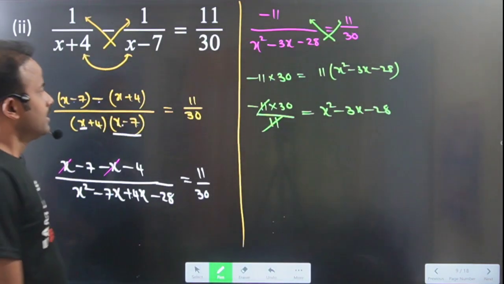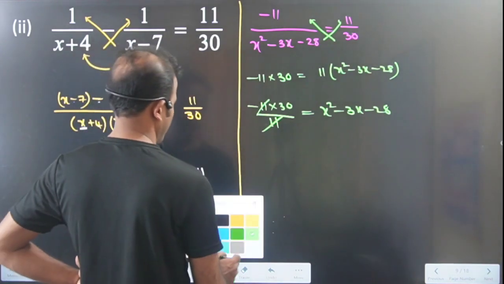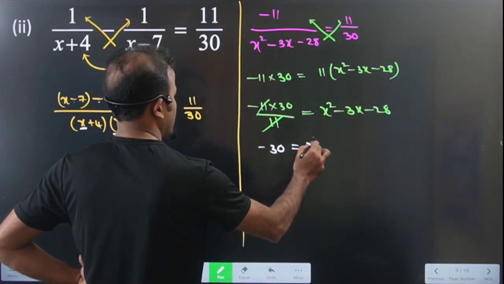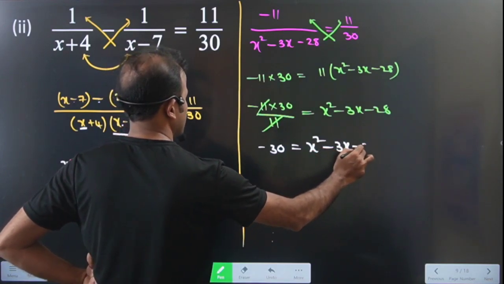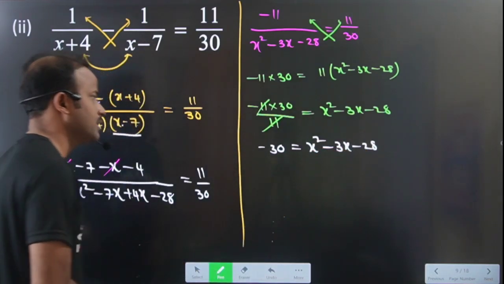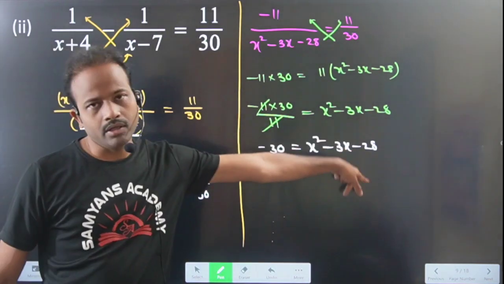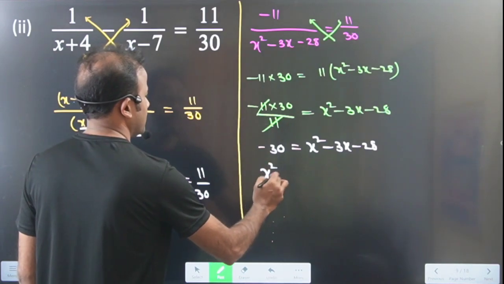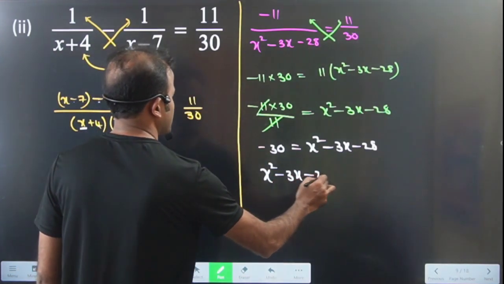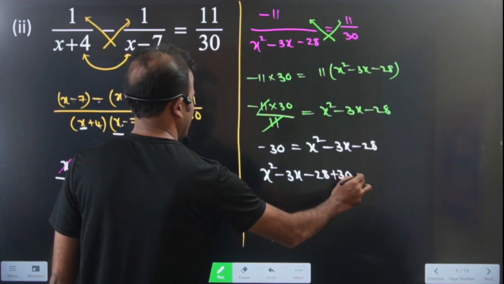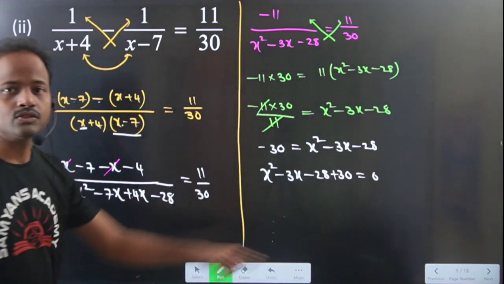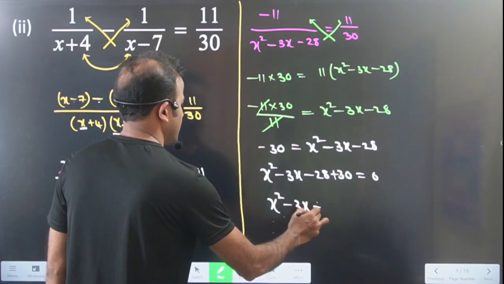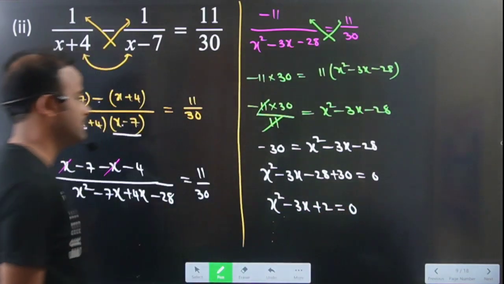Right. Now what do we have? Right, here minus 30 is there. Minus 30 into x square minus 3x minus 28. Okay, minus 30, when you take it here, it will become plus 30, right? x square minus 3x minus 28 plus 30 equal to 0. x square minus 3x plus 2 equal to 0.